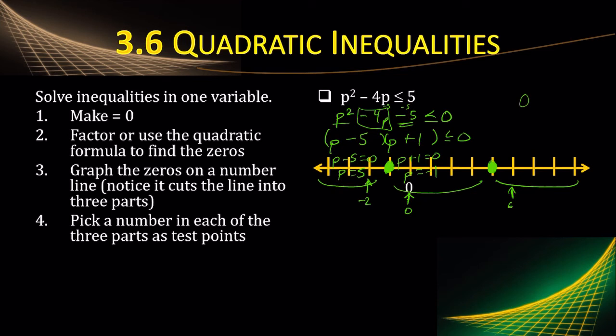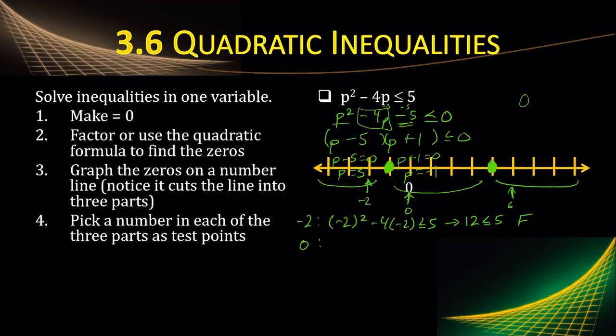All right, so let's try the -2. I'm going to plug it into the original inequality. So it'll be -2 squared minus 4 times -2. So that's 4 plus 8 is 12. That is not true. 12 is not less than or equal to 5.